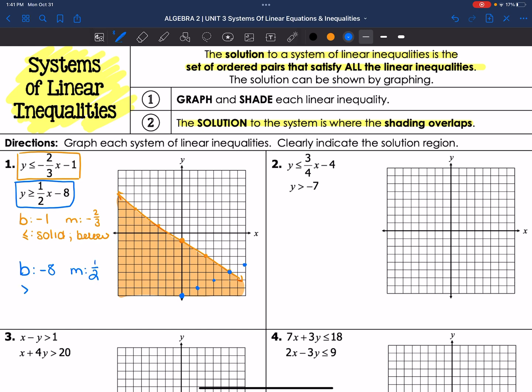Now, because that symbol is a greater than or equal to, that little line underneath means it's going to be a solid line. And because it is a greater than or equal to, we're going to shade above. We've got to shade above that blue line. So above that blue line is going to be all of this region here.